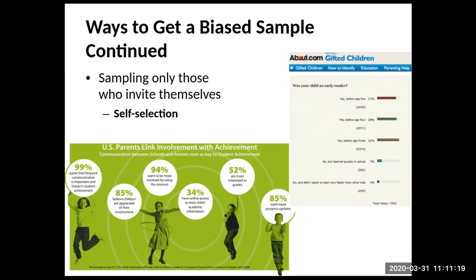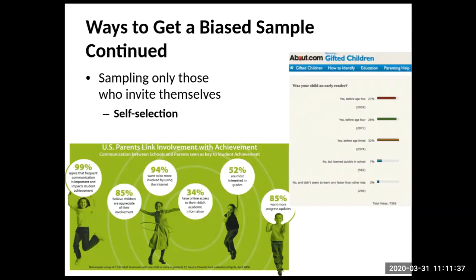Let me explain that in a minute. Yes, my child was able to read before age 4. We have over 2,000 there. And just below that, at 2,039, yes, before age 5. Well, guess what? Those people who have a gifted child, kind of like myself with Dr.